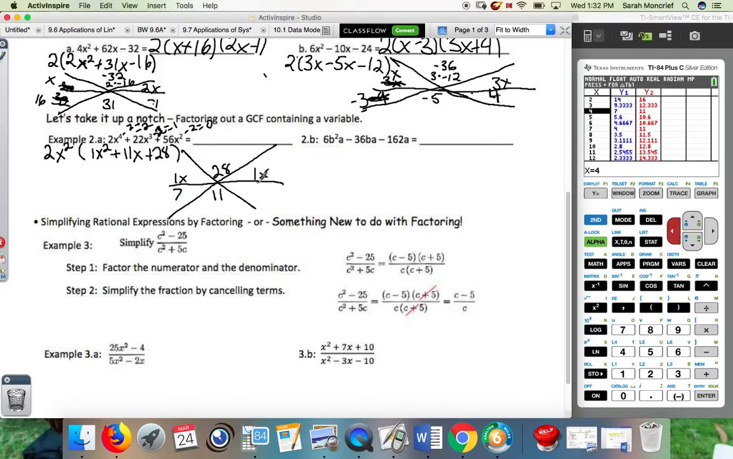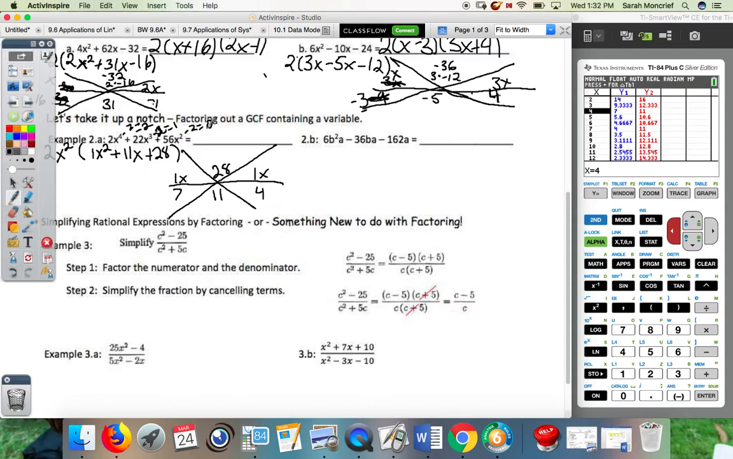So 7 and 4. And is there anything to simplify in this 1x and 7 and 1x and 4? No, so that means my new completely factored form will start with my GCF, so 2x squared, and we'll do x plus 7 times x plus 4. And there it is, my completely factored form of the quadratic for 2x to the fourth plus 22x cubed plus 56x squared.